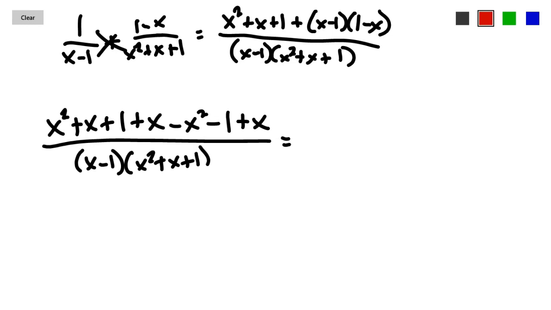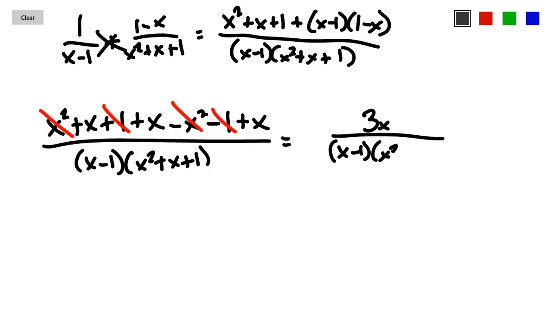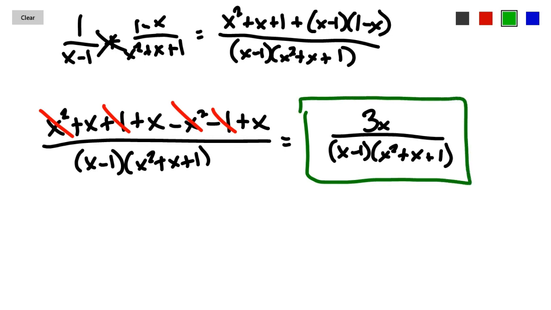Now I can start combining like terms on the top. So I've got an x squared and a minus x squared, and that's going to cancel to give me 0. And I've also got a 1 minus a 1. Of course, that also cancels to give me 0. And so I've got 3 x's on the top that I add together, so I get 3x. And the bottom is already completely factored. So this is as simple as this fraction is going to get. So this is my answer.